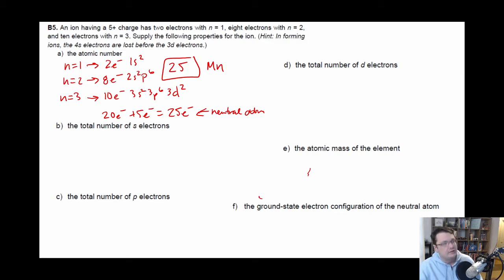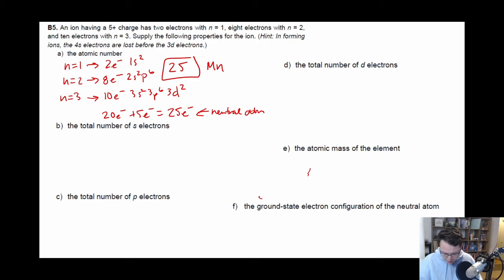And the thing right up top, don't forget to read that hint, where it says in forming ions the 4s electrons are lost before the 3d electrons. That's why there aren't any n equals 4 level electrons in this case, because those were removed, as well as the other 3d electrons that we would have expected.